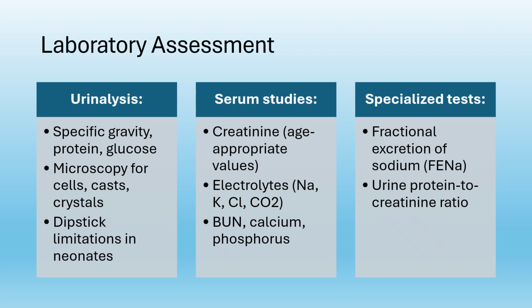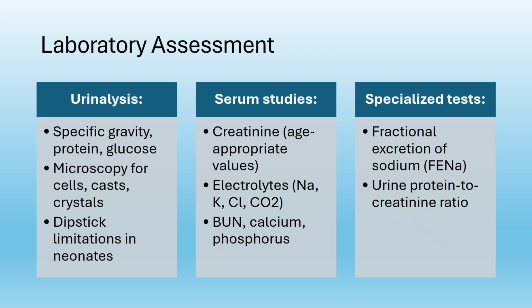Specific gravity tells us about concentrating ability. Expect values between 1.002 and 1.010 in preterm infants who cannot concentrate effectively. A specific gravity of 1.020 in a dehydrated preemie actually suggests good renal function for their developmental stage.